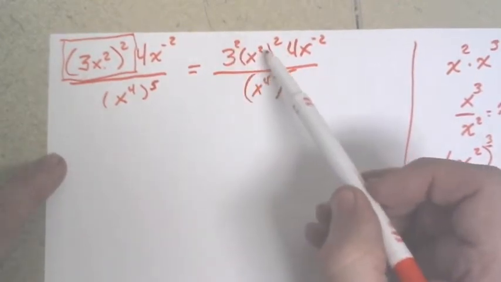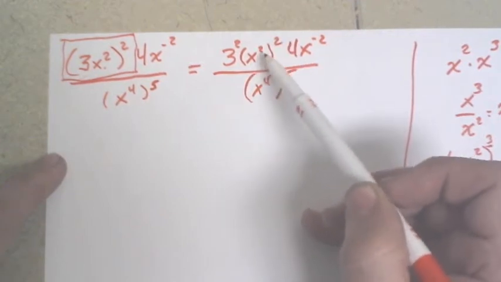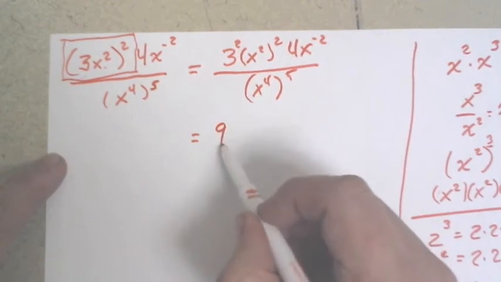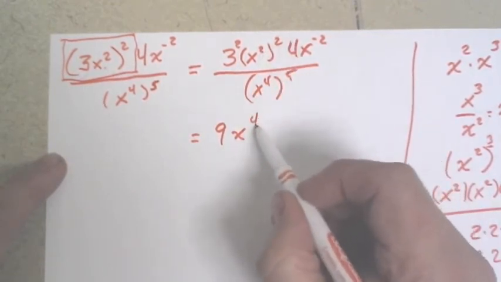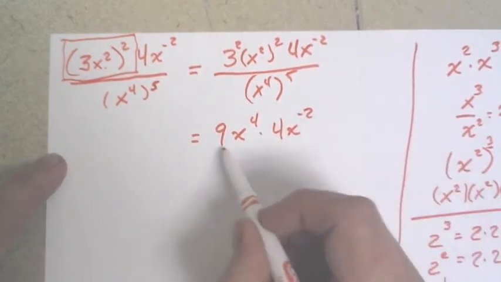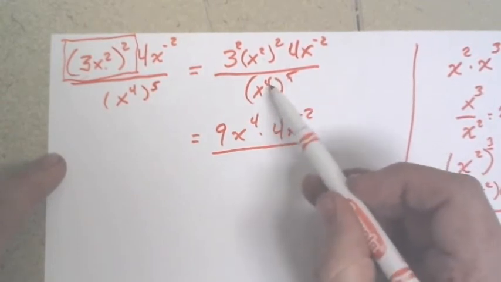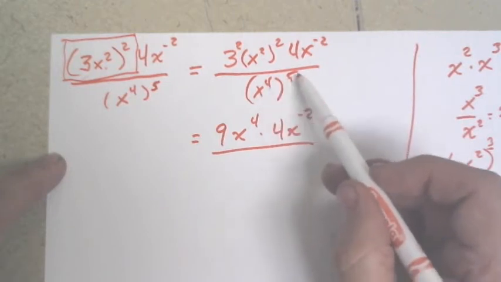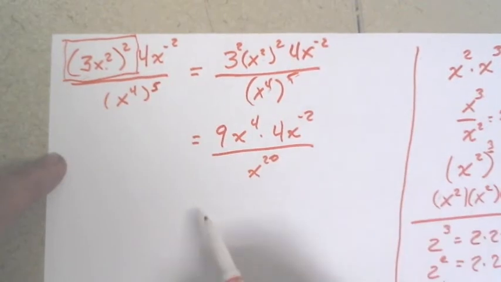So this x squared quantity squared, when you raise a power to a power, you multiply. So that is 2 times 2. So 3 squared is 9 while I'm at it. x to the 4th times x to the negative 2 over, again while I'm at it, I might as well do these, x to the 4th raised to the 5th. Power to a power, we multiply, so we get a big x to the 20th.